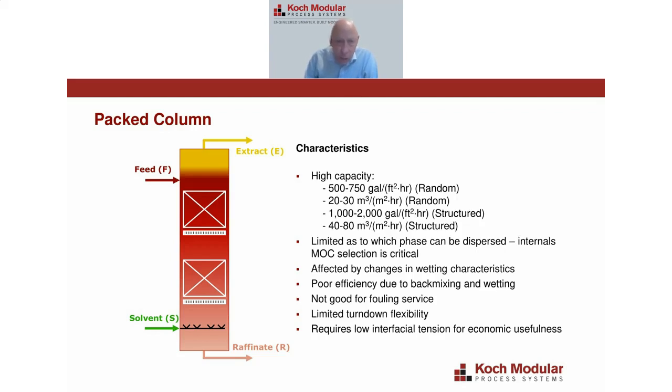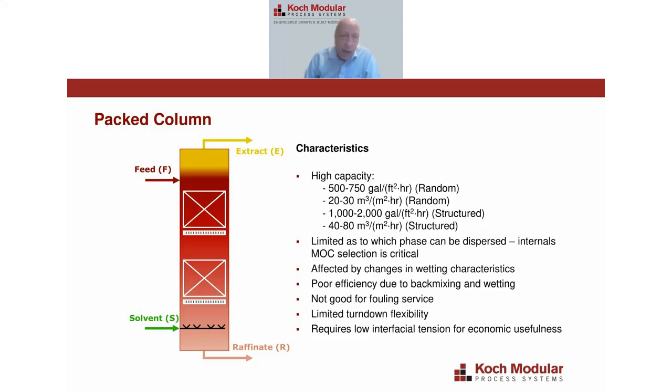So the main difference between random packing and structured packing is in the capacity. You can see structured packing has about twice the capacity of random packing, which makes sense. It has a much higher void open area. So when you're designing a packed column, it's limited as to which phase can be dispersed. And the reason I say that is because the material of construction inside this extraction column is very critical, especially for a packed column. In an aqueous organic system, you preferentially want the continuous phase to wet the internals.